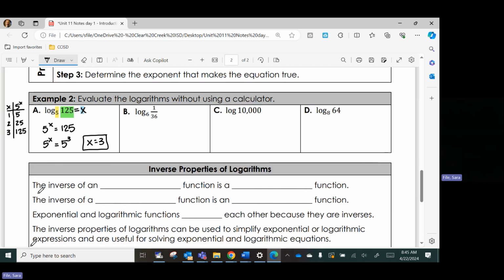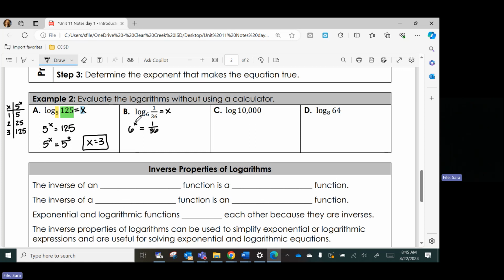Don't feel okay about that? Let's try it with b. All right, so my base is 6. We don't know what this equals. That's what we're trying to figure out. So my power is x, and it equals 1/36. So again, some of you can do this in your head and figure out, well, the fact that this is in the denominator tells me that this x is going to be negative.